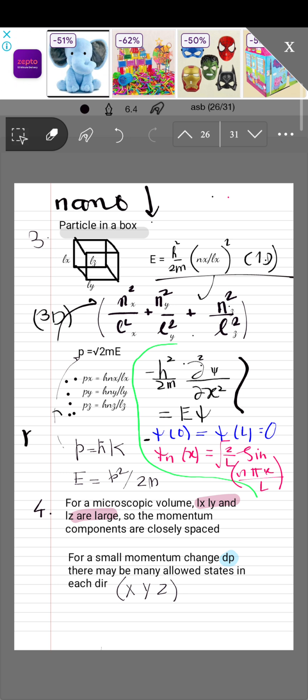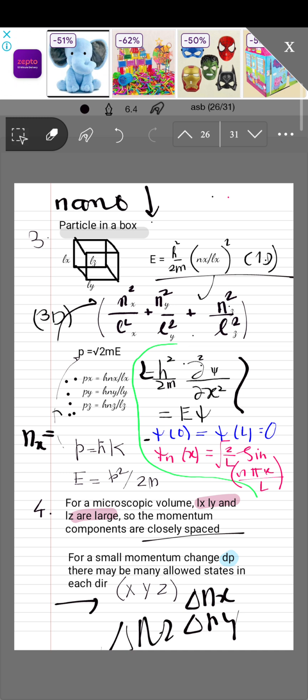That means if nx takes integral values, say nx 1, 2, 3, even if we take nx to a certain higher number, then also since Lx is in the denominator and we are dealing with a macroscopic system, the momentum components are very closely spaced. And if there is a small change in momentum, it may allow states in each direction. In each of the x, y, and z directions, there may be many allowed states. By allowed states, I mean delta nx, delta ny, and delta nz. These are the allowed states.